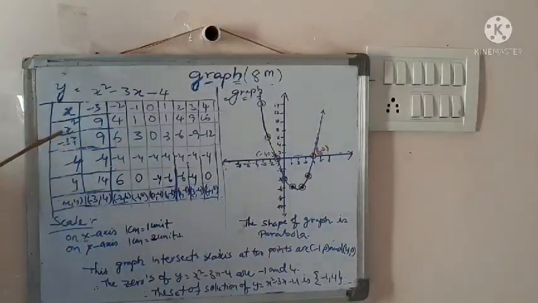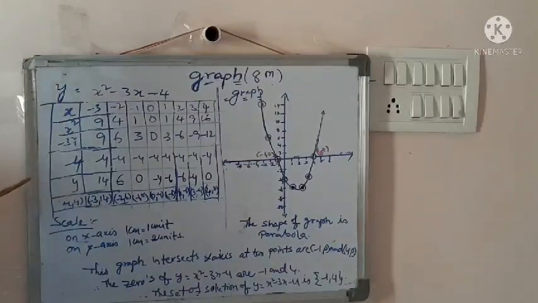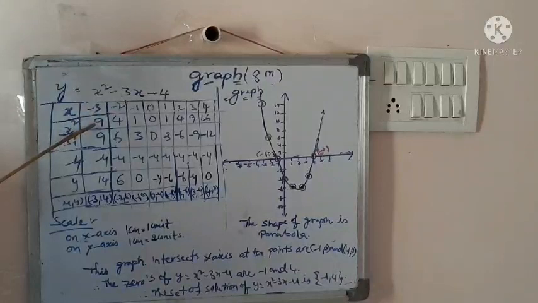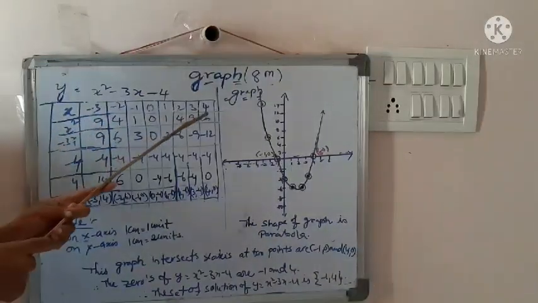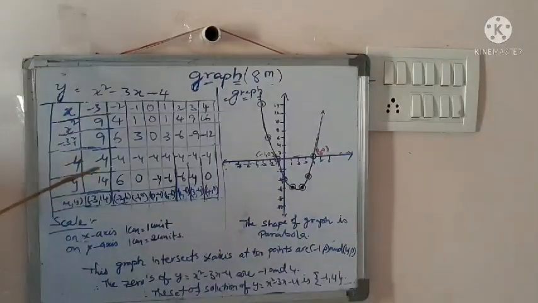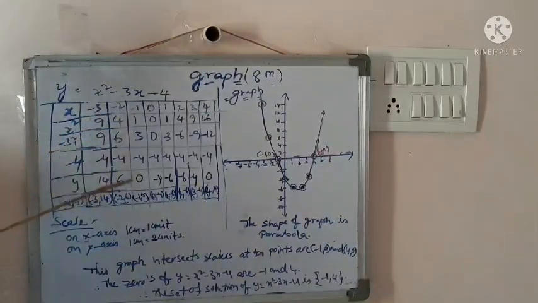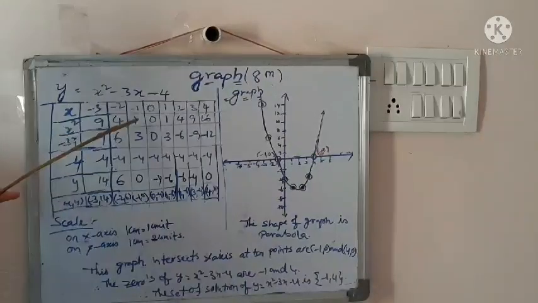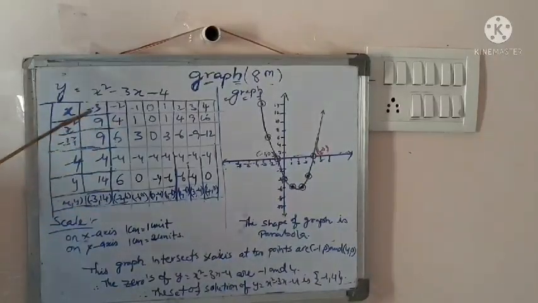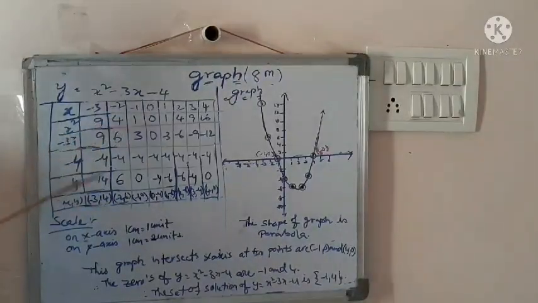So here x square. What is x square? X square means square of x. So right here, the square of all these numbers. What is the square of minus 3? 9. What is the square of minus 2? 4. What is the square of minus 1? 1. But here we have taken negative numbers for x, yet we will get positive numbers. You know that the square of negative numbers is always positive.